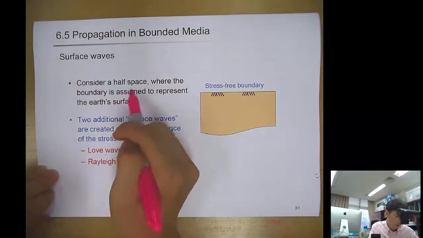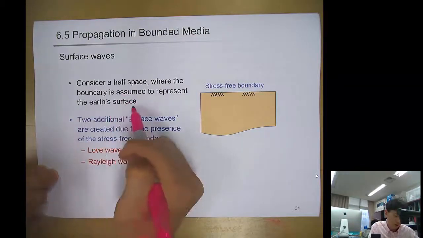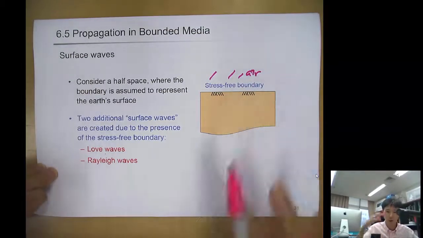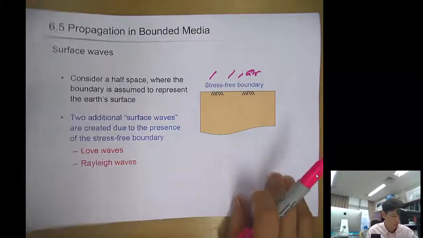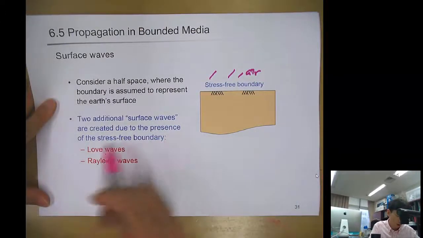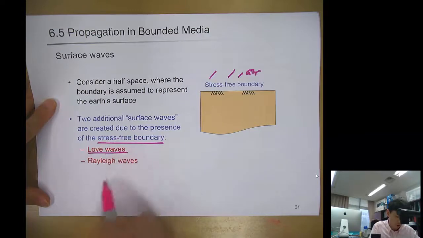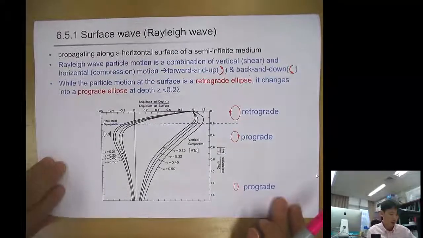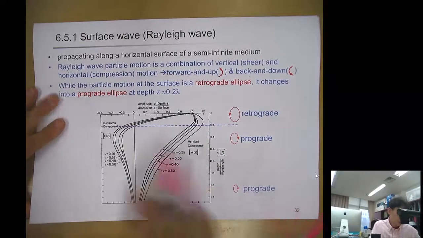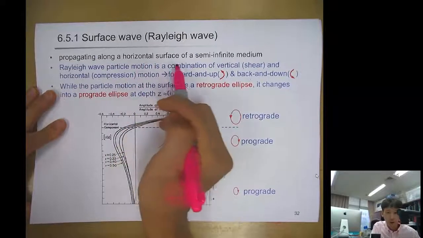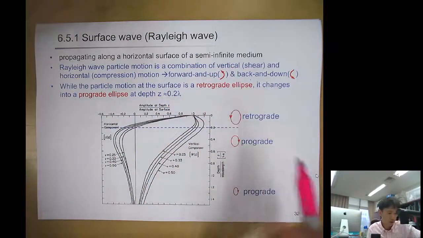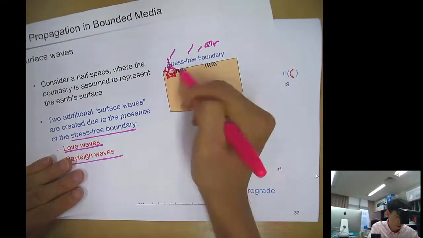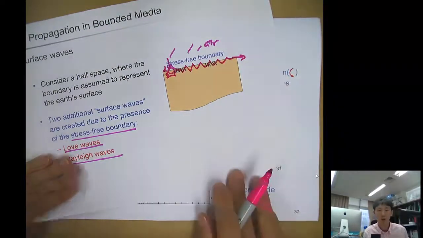So let's consider a half space where the boundary is assumed to represent the Earth's surface. Here is the air, and this boundary is a stress-free boundary, so it can deform freely without any stress. Two additional surface waves are created due to the presence of the stress-free boundary, which are the Love wave and Rayleigh wave. Actually, they are together. Let's look at the surface wave, the Rayleigh wave first, propagating along a horizontal surface of a semi-infinite medium. So here, when there's a force pounding, then the surface wave propagates along the surface.